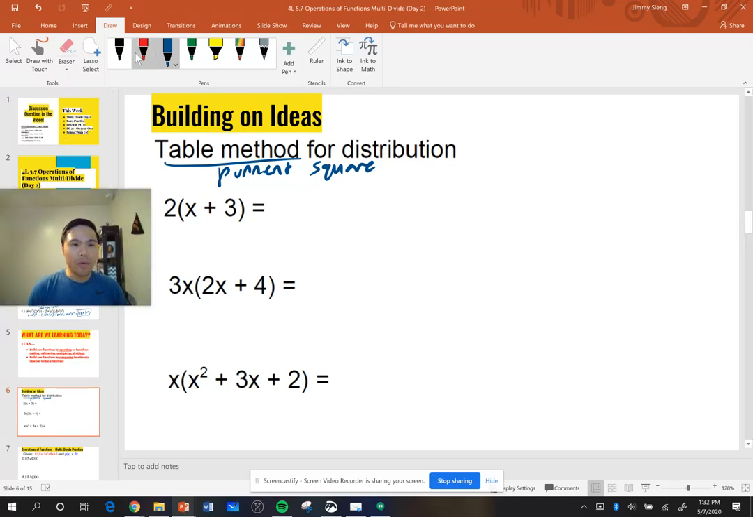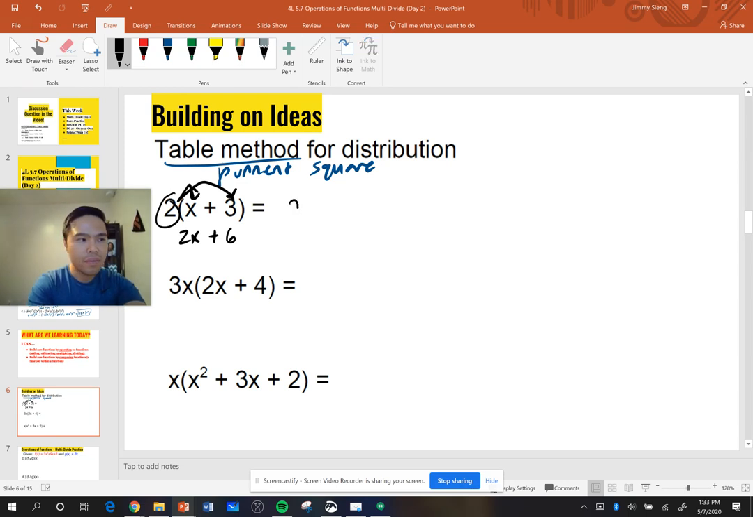All right. So what I need to do is if I have something like 2 times x plus 3, well, we learned in the past about just distributing that, right? We times that through, you get 2x plus 6. Easy enough.